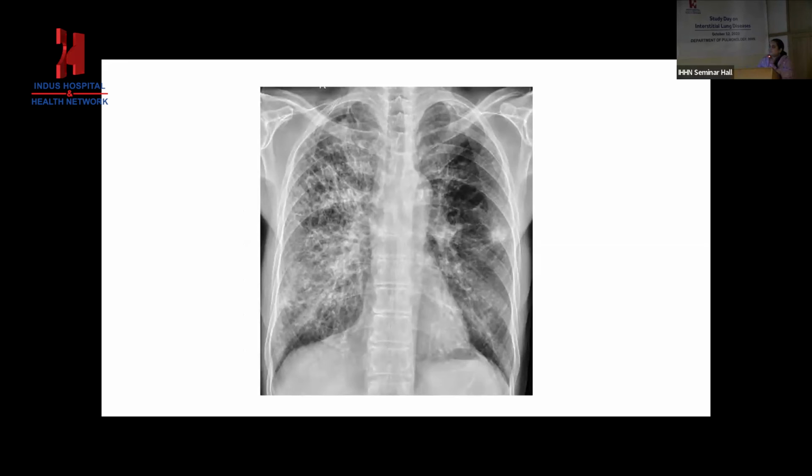So what he's basically saying is that you have all this reticular shadowing and infiltrates here, diffuse in the right lung field. There's preservation of the lung volumes. And on the left also, we see some patchy infiltrates. And then you see this nodule here in the left lung field.